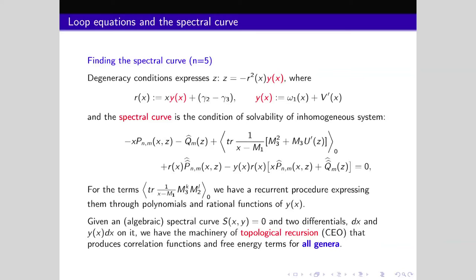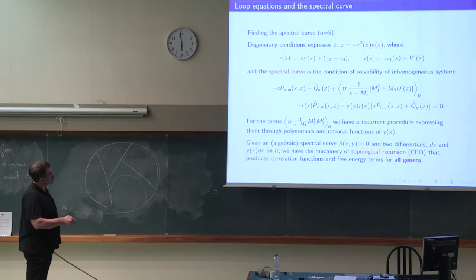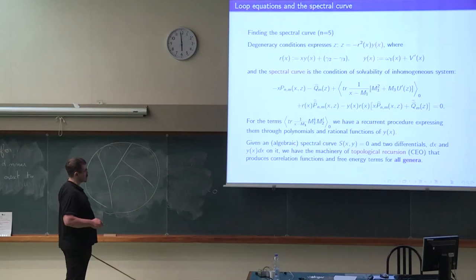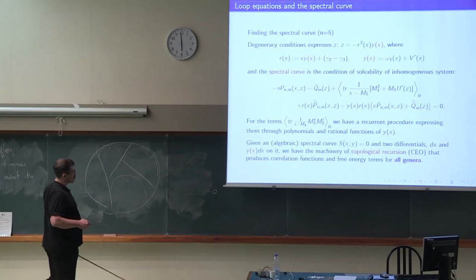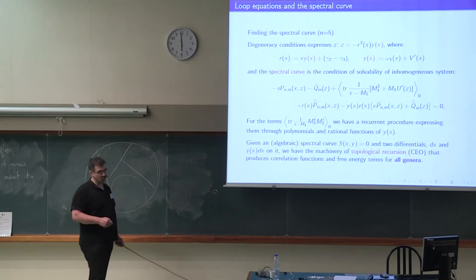So from the degeneracy condition, we express this Z in terms of a special variable y of x, which appears in all calculations of matrix model type. And then we can write the spectral curve in this form as a condition of solvability of this system. For this term, we have a separate recurrent procedure expressing it through polynomials and rational functions of the same variable y. So at the end of the day, we actually come to an algebraic curve. And just now, to conclude my scientific part, if we have this algebraic spectral curve and two differentials dx and y dx, then we use the machinery of topological recursion that produces correlation functions and free energy terms for all terms of the expansion in 1 over n.